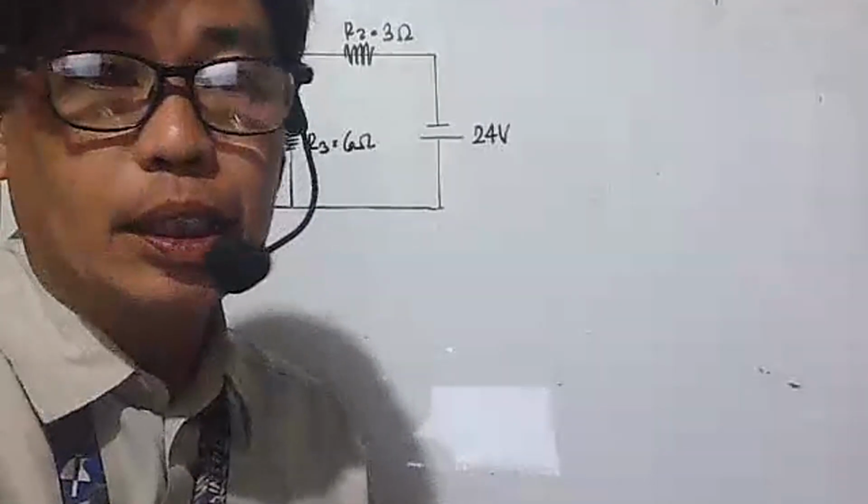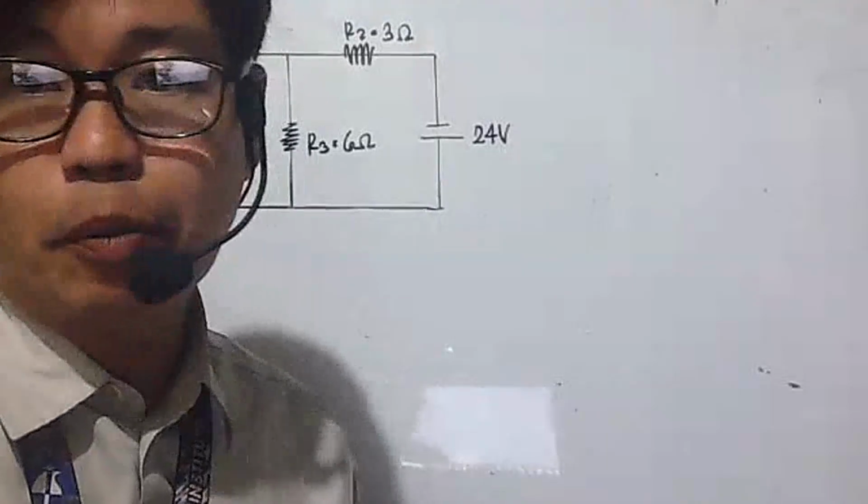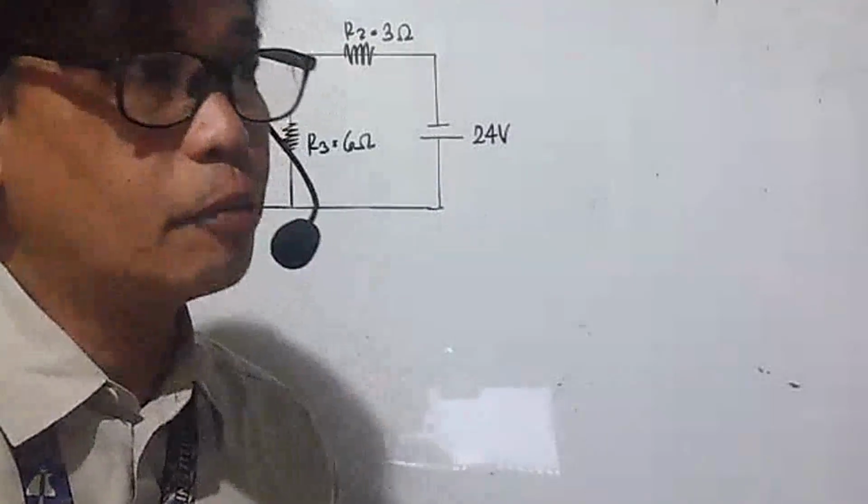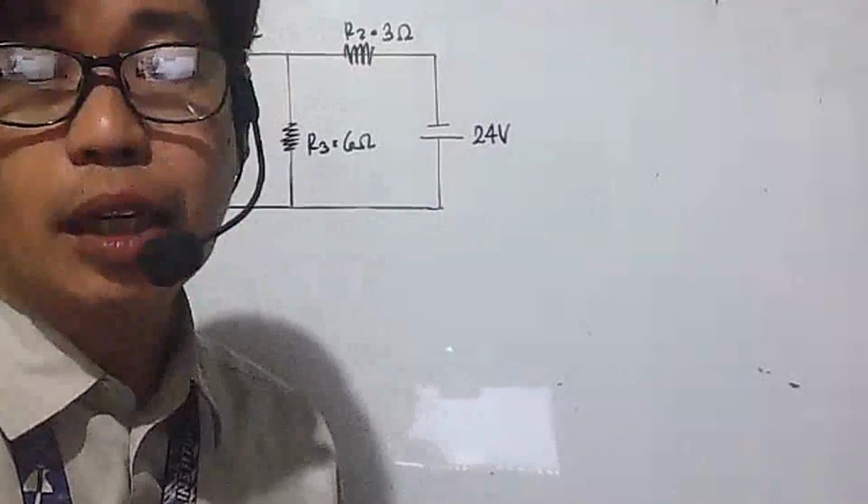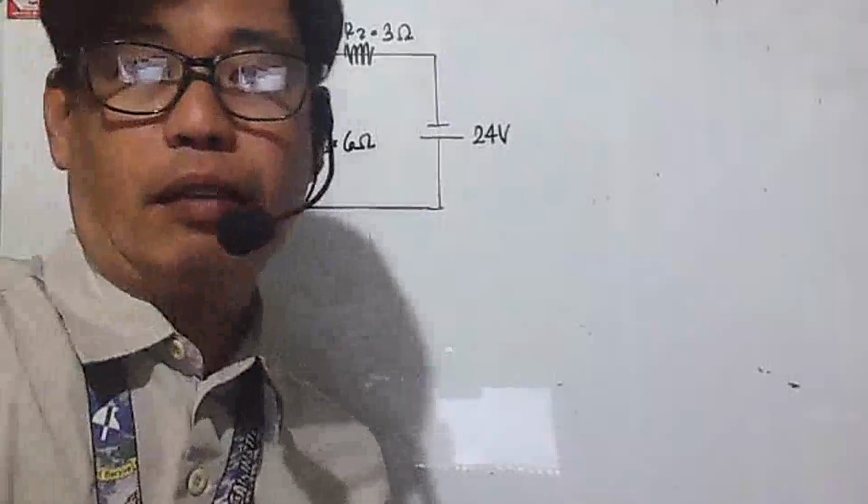Hello again. So this is the continuation of solving problems in Kirchhoff's law. This time we're going to use the branch current method.